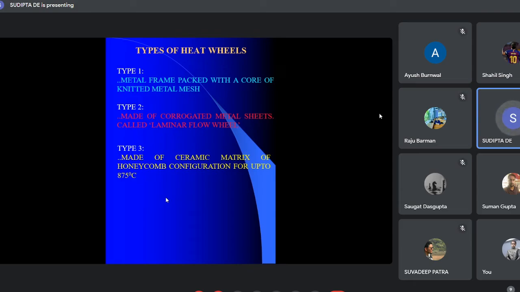Because it's hexagonal, within the given volume you are getting more surface area. And in fact, the bees made that structure in the natural process to store more honey within the given overall volume. So this honeycomb structure is usually used for comparatively higher temperature, around 875 degrees Celsius. So comment on this: type 3 is a costlier option.